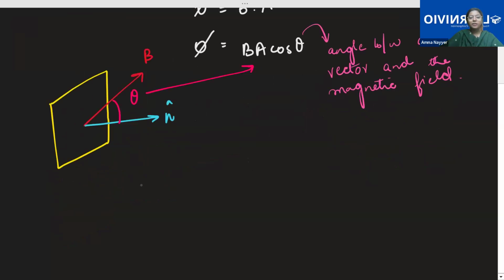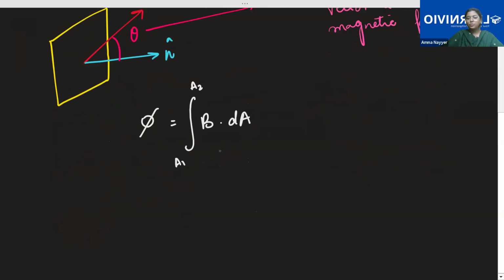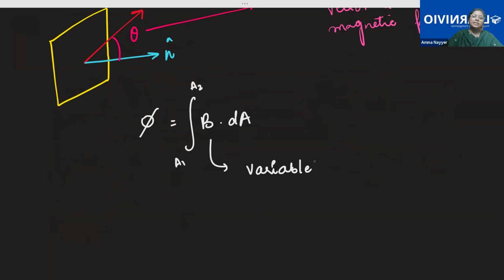And apart from it, if you have a variable magnetic field, you can use the integral of B dot dA, whatever is the area given to you. Use this formula when your magnetic field is variable, in the sense you have some equation with respect to time or with respect to area. So phi is equal to the integral of B dot dA.